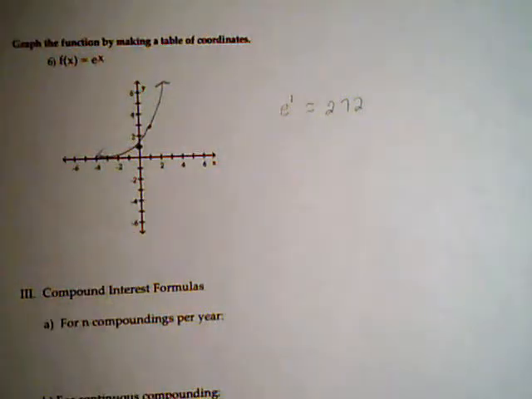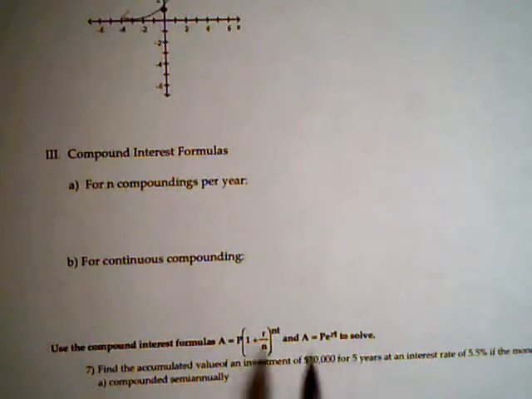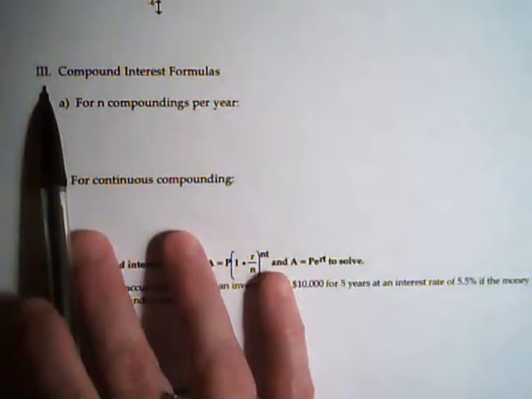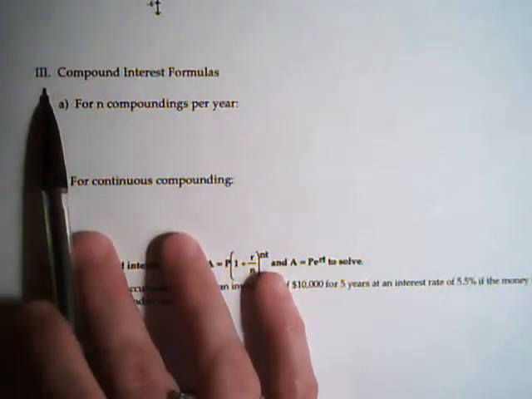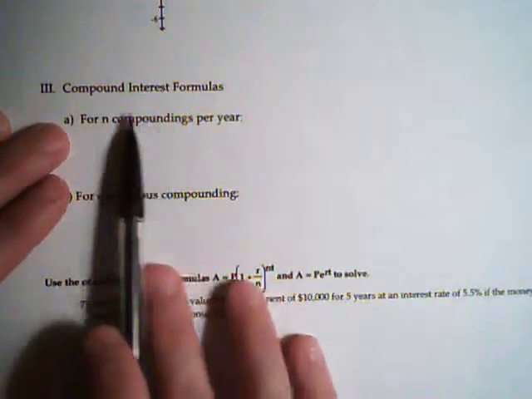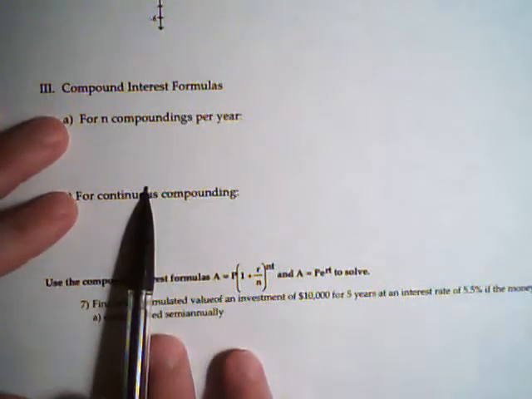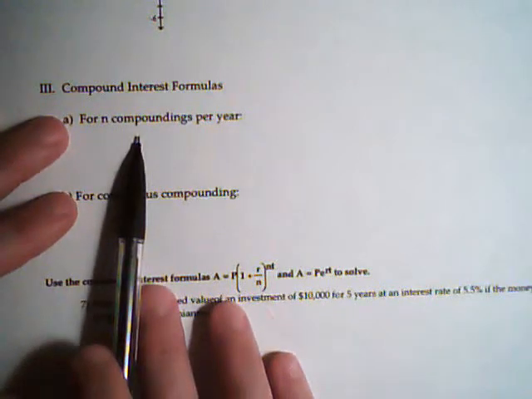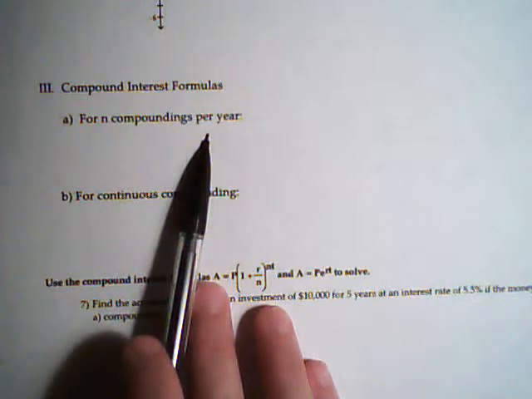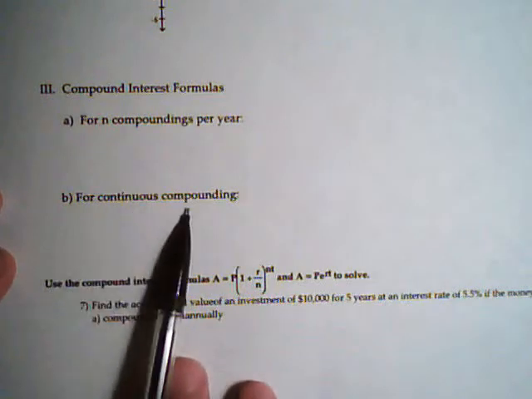As far as some application problems, if you look at Roman numeral 3, there are some compound interest formulas that we're going to talk about that are exponential equations that you'll have to use. Compound interest can be done two different ways. It can be compounded a certain number of times per year, or continuous compounding.